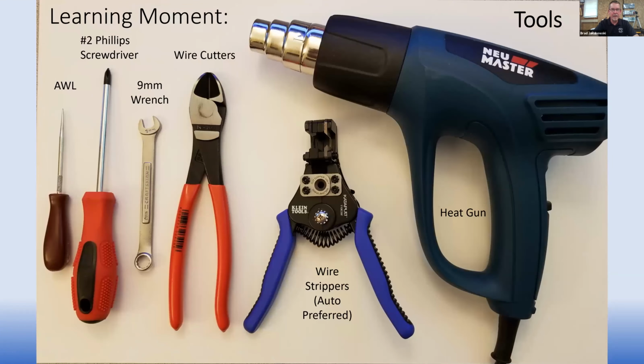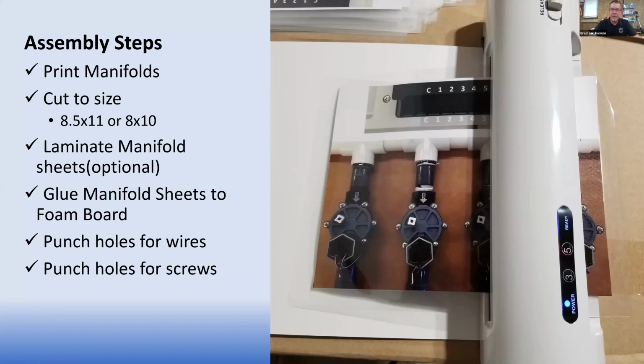So that's a little bit about the tools and the parts that I purchased for this one. Assembly steps. First was to print the manifolds, then cut them to size, either 8.5 by 11 or 8 by 10, and that included the foam board.